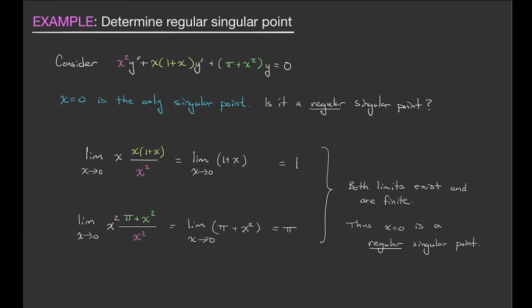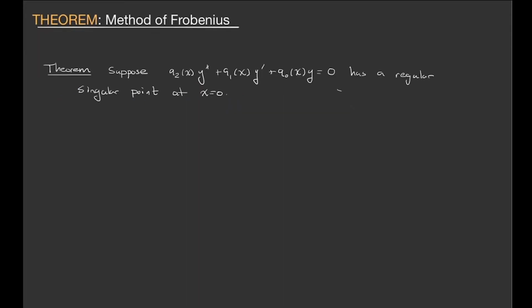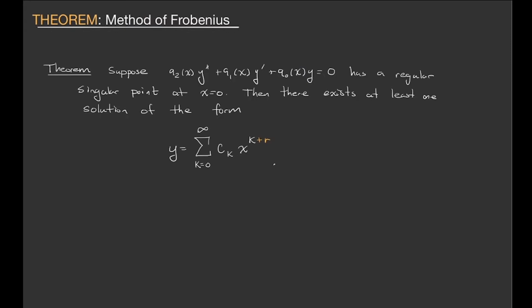Yay! Once you have a regular singular point, there's a method of finding a series solution, and it goes like this. Let's start with the theorem that there is such a solution. The theorem says that if you have a second order linear differential equation and you've got a regular singular point at, let's say, x is equal to 0, what follows is that there's at least one solution of a series form, and the series form in particular looks like this.